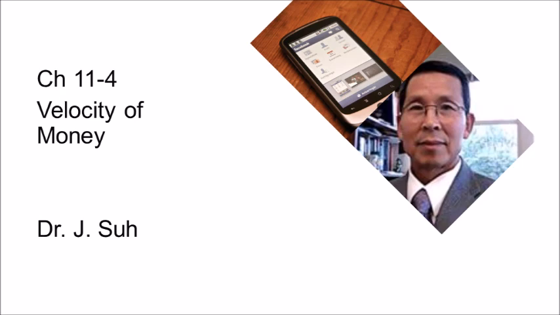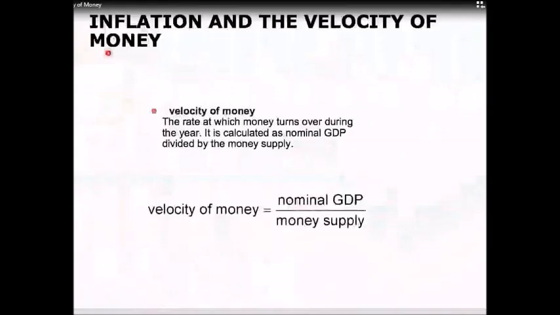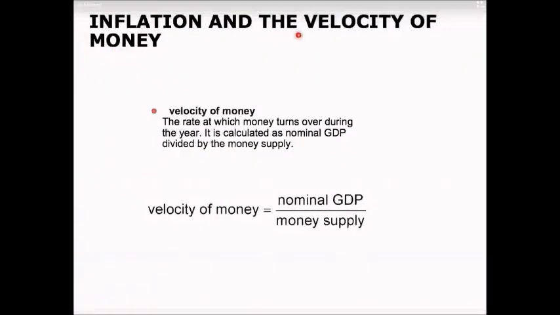Now let's look at another relationship between inflation and variables in our economy. In particular, we're going to look at inflation and something called the velocity of money. Now, what is the velocity of money? That's the rate at which money turns over during a year.